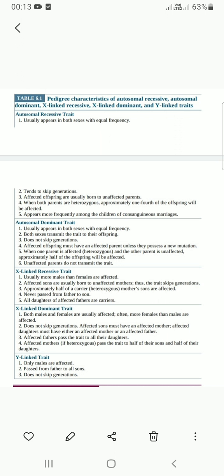Only males are affected. It is passed from father to all sons. The father contributes the Y chromosome to all the sons. So all sons are affected. Thus it does not skip a generation. There is no skipping of generation.